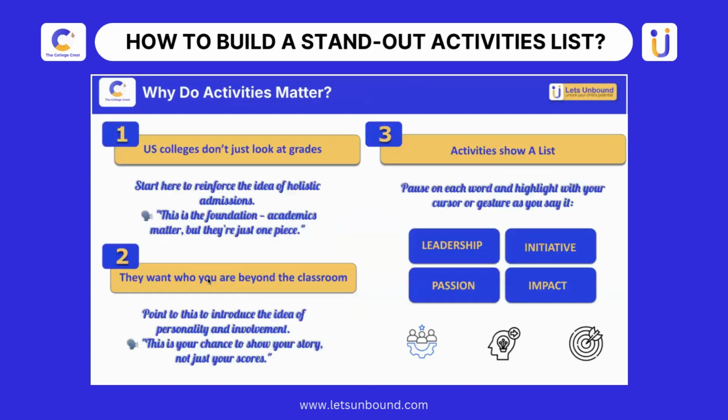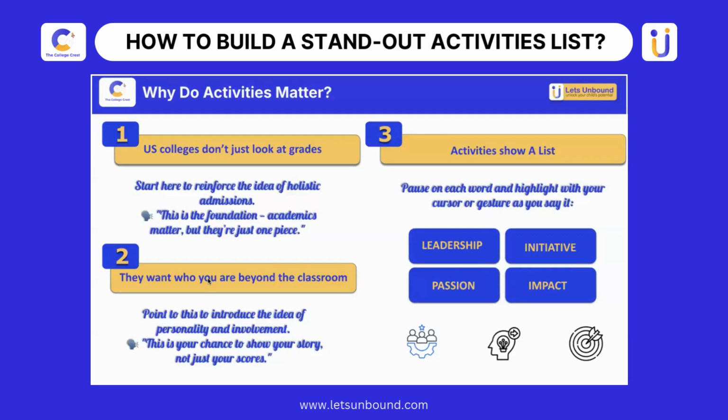Now that we have already seen the different application platforms and how they differently ask for your activities, from the Common App's 10 entries to the UC's 20 categories, or MIT's deep dive into just four, let's step back and ask that actual real question: do these activities matter so much? Point number one, US colleges don't just look at grades. This is the idea of holistic admissions.